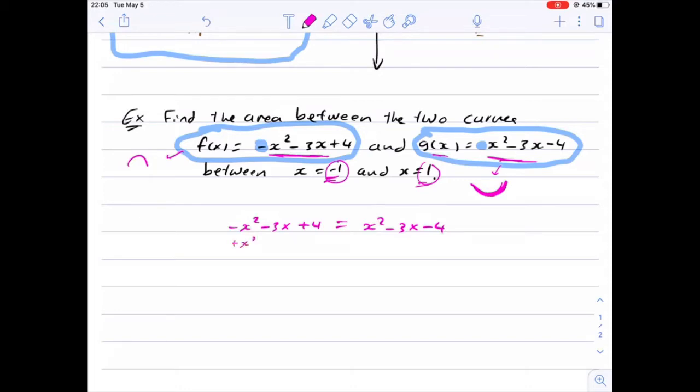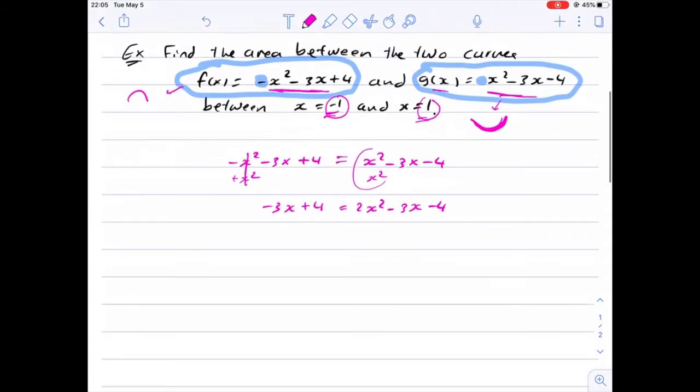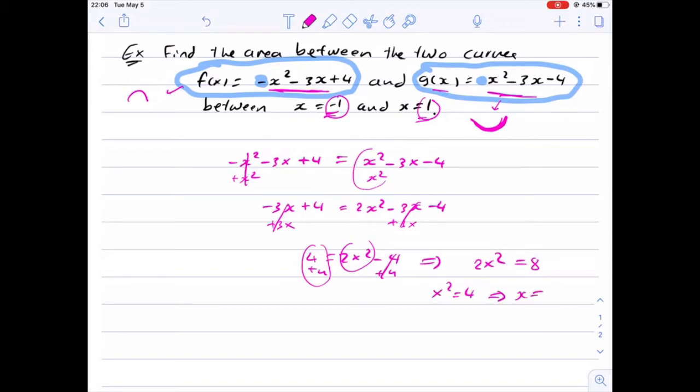Now we set these equal to each other. Now we add x squared to both sides. We get negative 3x plus 4 equals 2x squared minus 3x minus 4. And then, as we can see, we can add 3x to both sides. These cancel out, and we get 4 equals 2x squared minus 4. Then we add 4. We are solving for x squared. That means 2x squared is equal to 4 plus 4, which is 8. Then we divide by 2. x squared equals 4. That means x equals plus or minus 2.